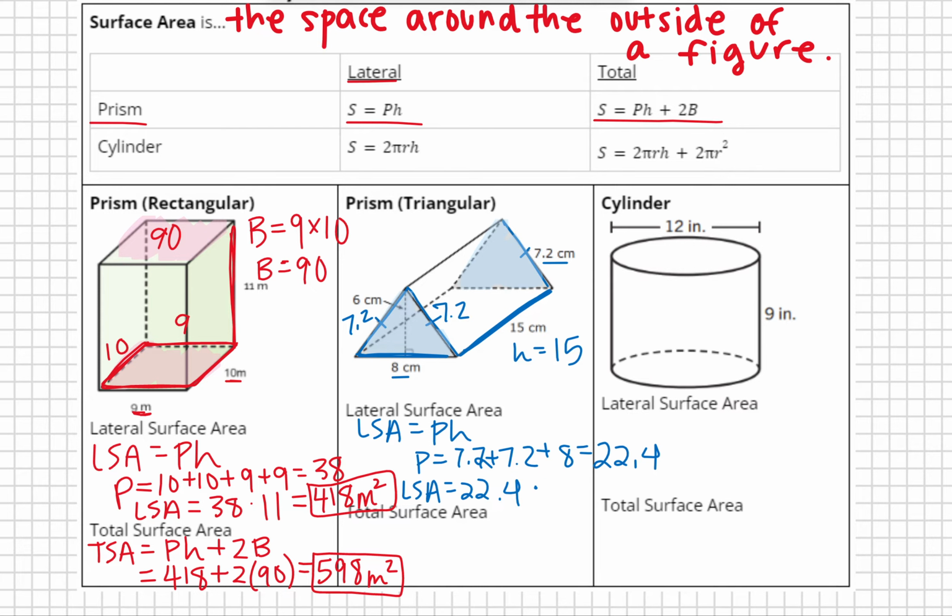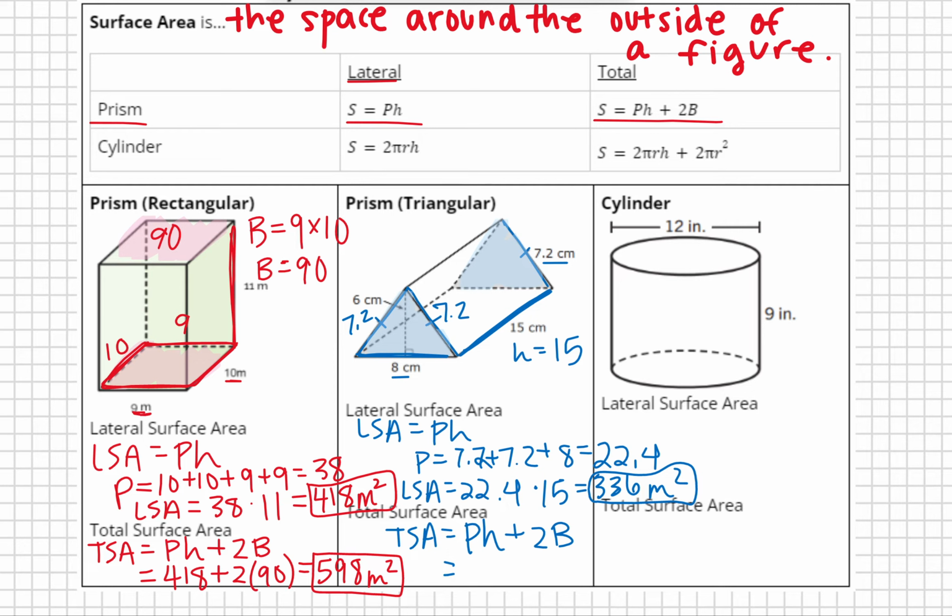Calculate this out. 22.4 perimeter times a height of 15. 336 meters squared is my lateral surface area. Total surface area, it's the lateral surface area, so perimeter times height, but we're also going to add in the two bases. Perimeter times height, that's what we already calculated, that's 336.